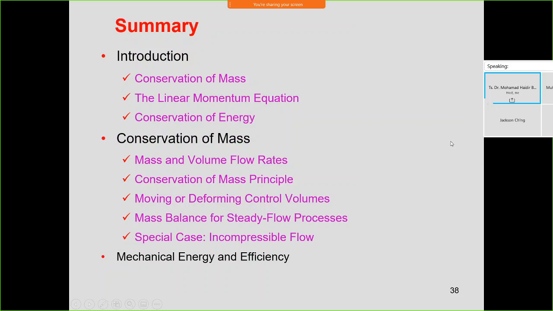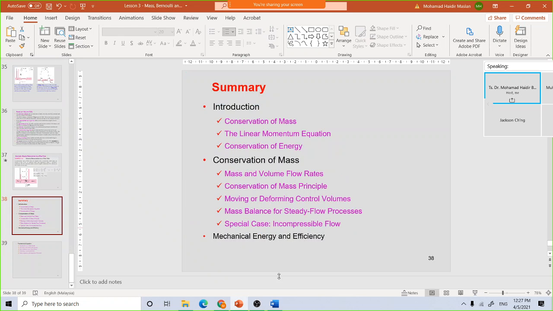Okay, that's all for today. This is the summary. You have understood the conservation of mass, the linear momentum equation, the Bernoulli equation, and conservation of energy. This is also what you learned from the lectures of these two weeks, this week and the previous week. Any questions?